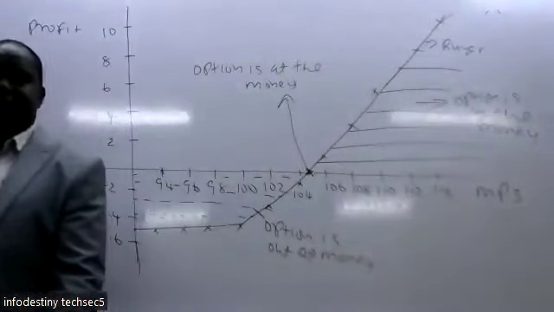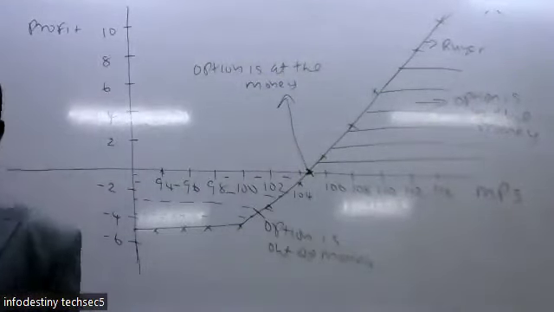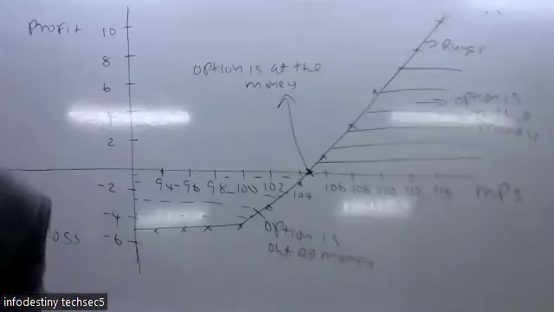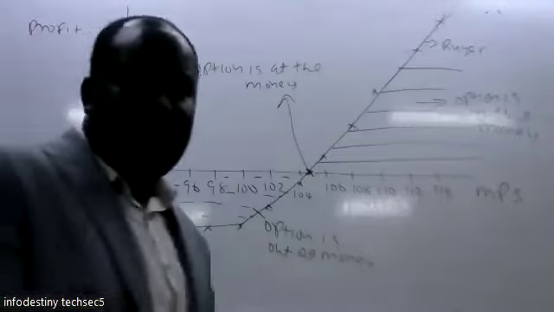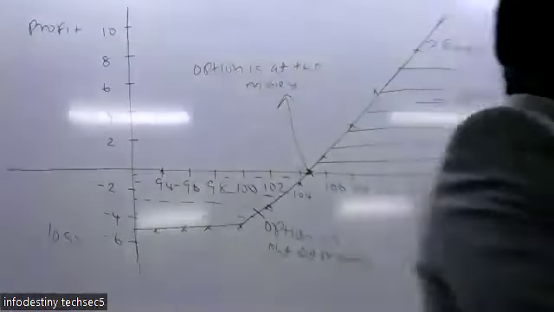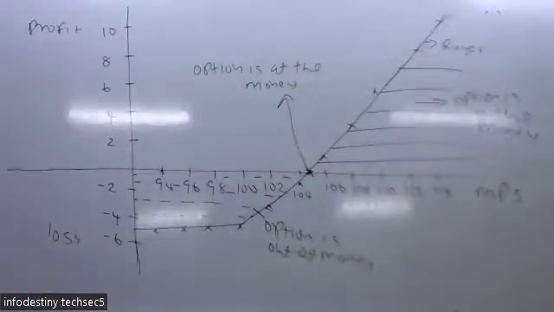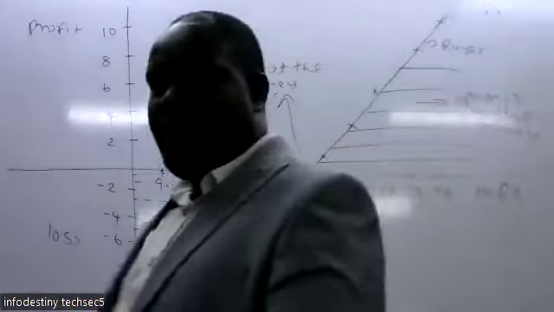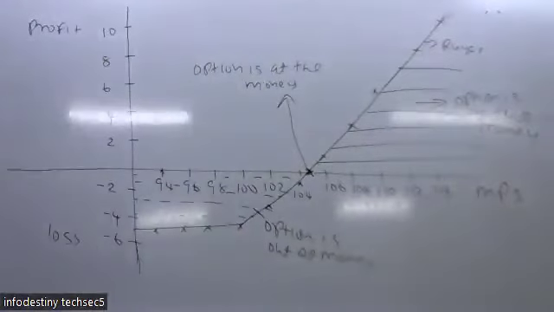So that's now the interpretation that you have to give in the Roman letter form. Interpretation is to show whether the option is in the money, at the money, or out of the money. In the money, it is a profit. Out of the money, it is a loss. At the money, there is no profit or loss. So that's now the interpretation. So this is for the buyer.